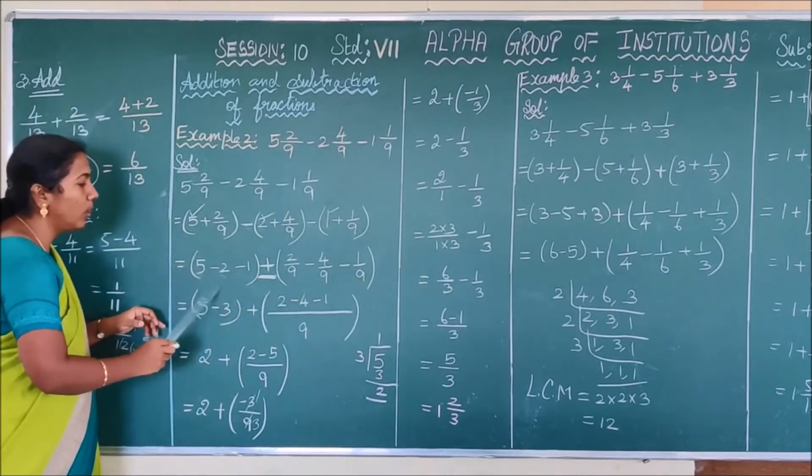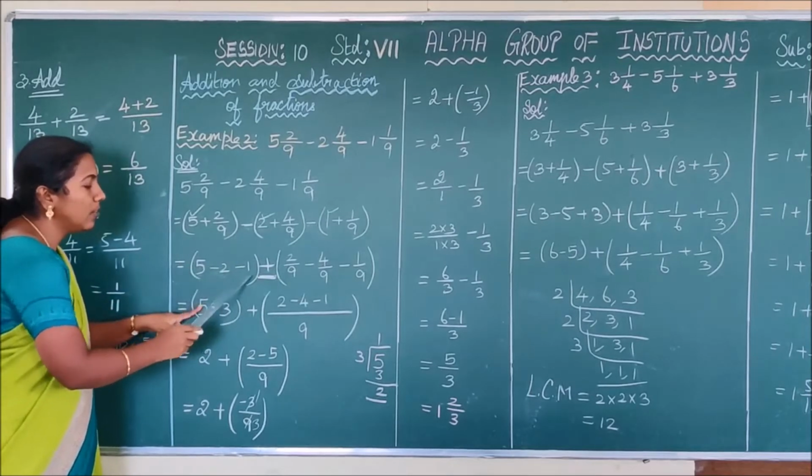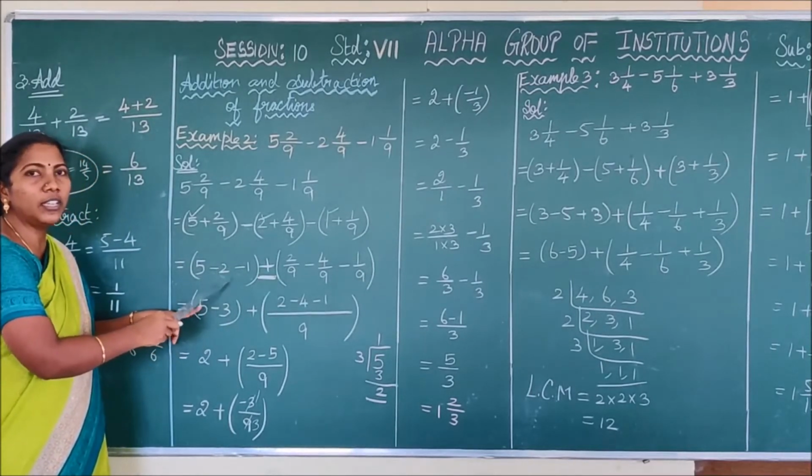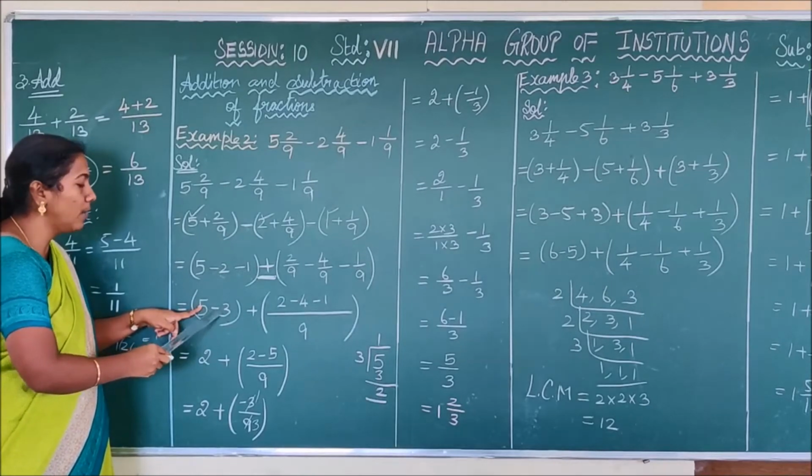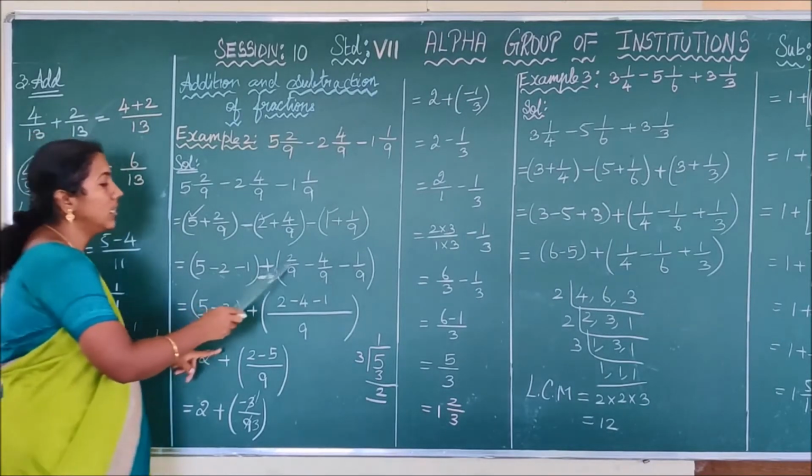Now you have to evaluate this bracket. 5. Given integers are in the same symbol, which means we can add the integers. So minus 2 minus 1, your answer is minus 3. 5 minus 3, what is your answer? 2. See the next, the fraction part.